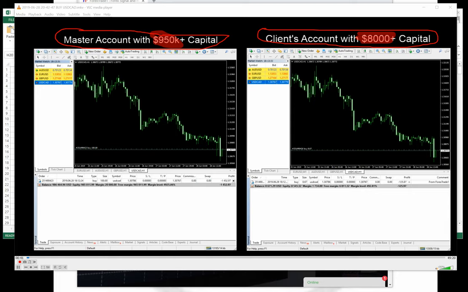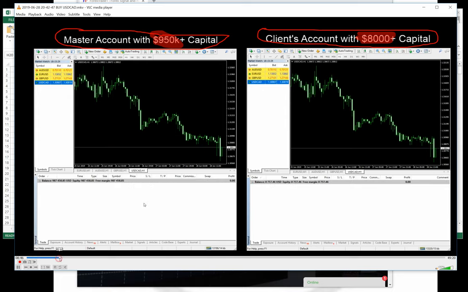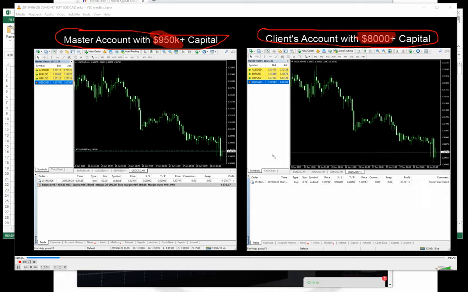So how does it work? Let us understand. Now the first trade that you can see here, just focus on 8:28. We will place one order on USD CAD at the market price. The lot size here is 100. The client's capital is 8,757 and the order is placed with 8.76 lots, exactly in proportion to the client's capital.